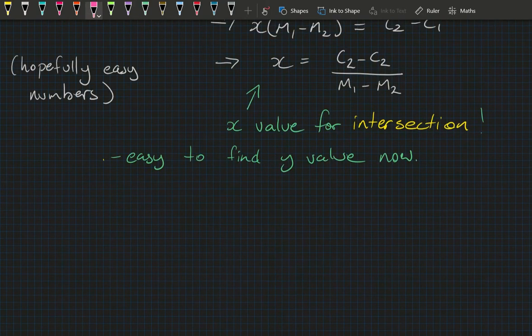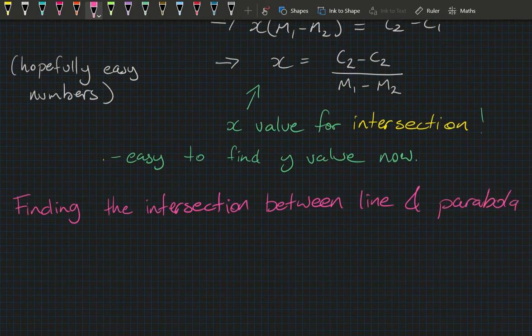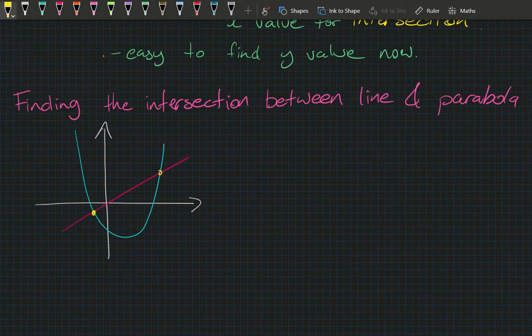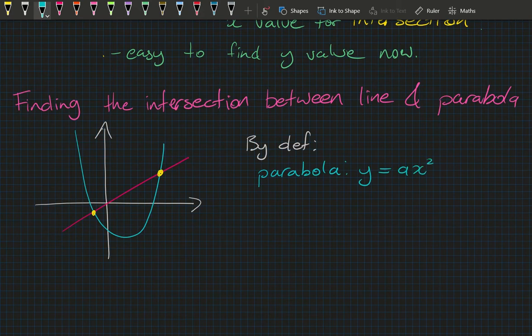But what if we want to find the intersection between a line and a parabola? I honestly feel like it's easier to draw a parabola if I don't have to worry about points. But anyhow. Now, by definition, that parabola is y equals a times x squared plus bx plus c, right? In other words, it's all the points where y is a times the x value squared plus b times the x value plus c. And by definition, the line is y equals mx plus d, which similarly is all the points where the y value is m times the x value plus some c.